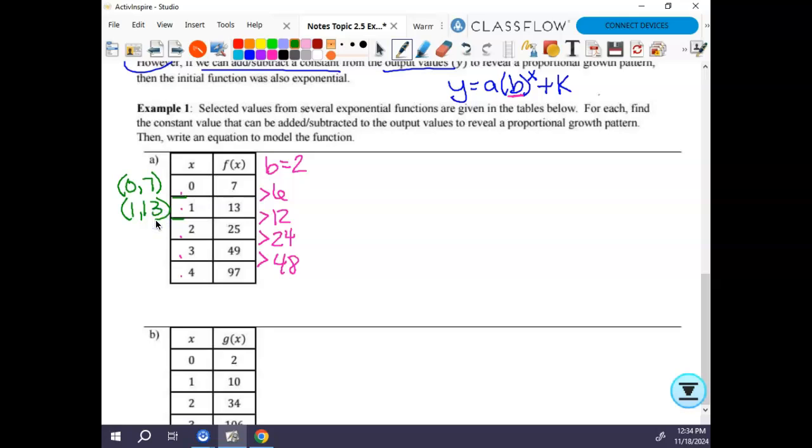So then if I'm going to set up an equation using this first ordered pair, which is an xy ordered pair, I can substitute in the y. That is 7. That is equal to a, that we don't know, times b, which is 2, to the x power, x is 0, plus k. So I have filled in b and x and y because those are things that I know. Then I do it again for the next one. y is 13. That's equal to a, which I don't know, times b, which is 2, to the x power, which is 1, plus k.